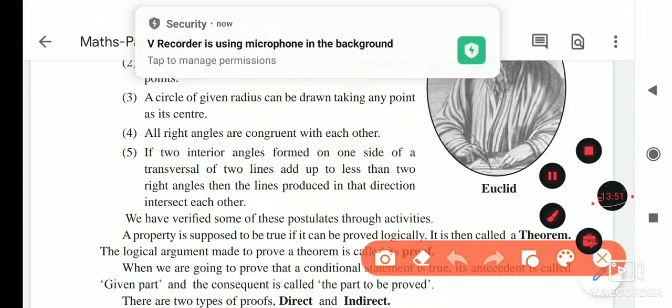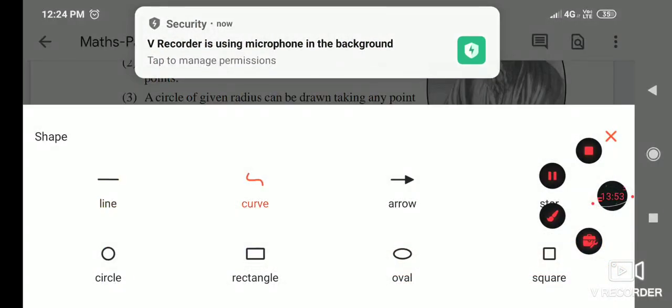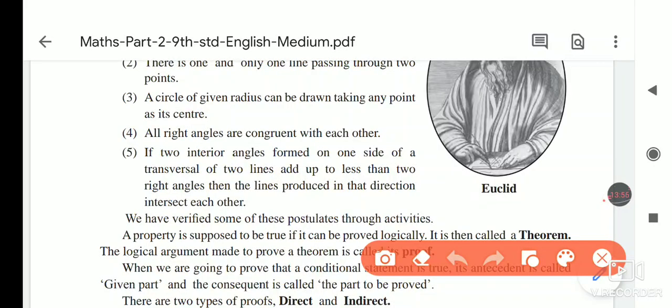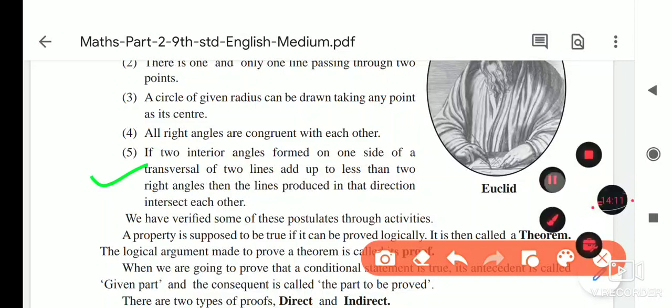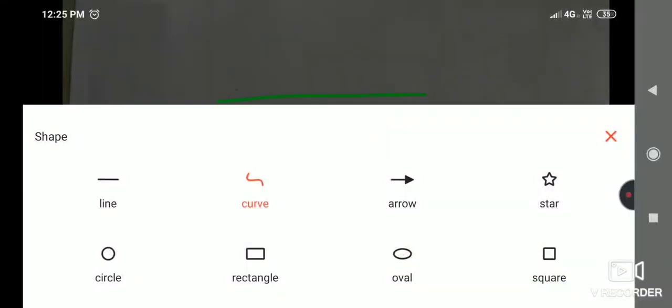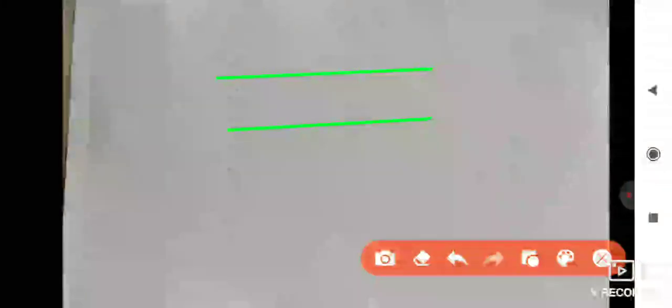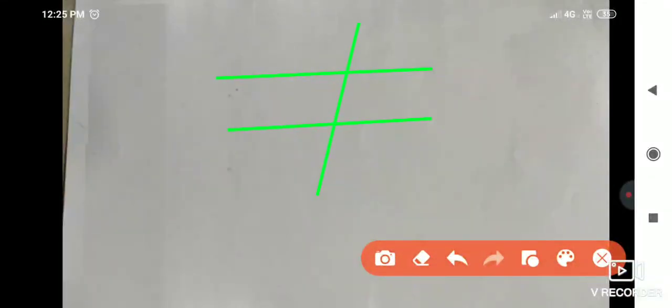Next is the fifth point: if 2 interior angles formed by one side of a transversal of 2 lines add up to less than 2 right angles, then the lines, when produced in that direction, intersect each other. That we will see now. Now I will draw here 2 lines. They are parallel to each other. Suppose this is one line and that is one line. These 2 are parallel to each other, and this is the transversal of it.